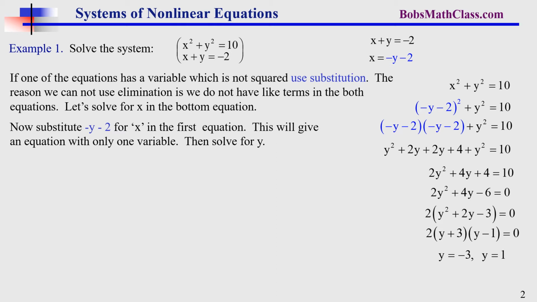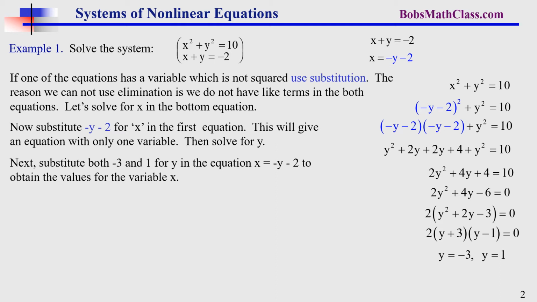So when you plug in an answer that you got into one of the original equations, if one of the equations does not have squares on the variables, use that equation. Okay, because it has to work in both rows. So we're going to use the bottom row. And we already have x by itself, so we'll use that. So we're going to substitute negative 3 and 1 for y in the equation x equals negative y minus 2 to obtain the values for x.